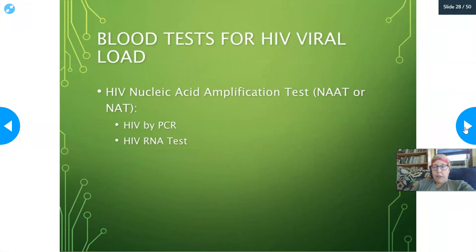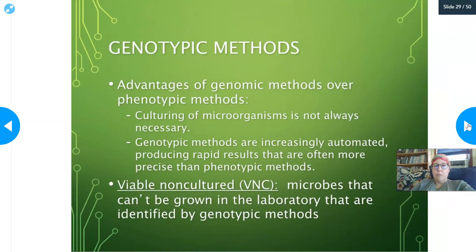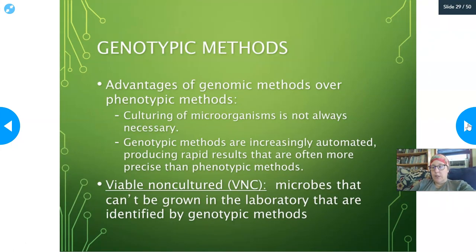So another test, by the way, that can be done on this patient since she's HIV positive is to do a blood test for HIV viral load. And we can do an HIV nucleic acid amplification test, NAT, also. And you can do HIV by PCR or HIV RNA test. And so these would be genotypic methods, right? So this is another one that they might do to see what's the viral load and to see if she potentially has progressed into full-blown AIDS versus being just HIV positive. Okay, and there's other ways to test for that, but the viral load is one of them.